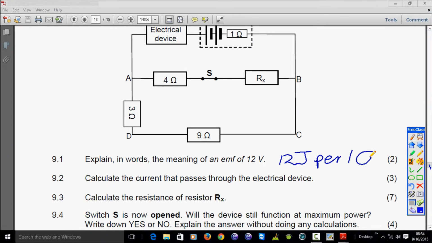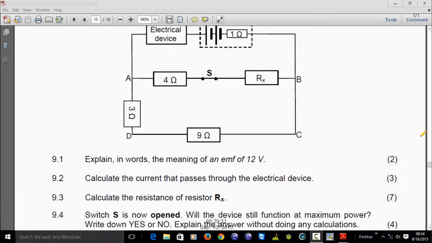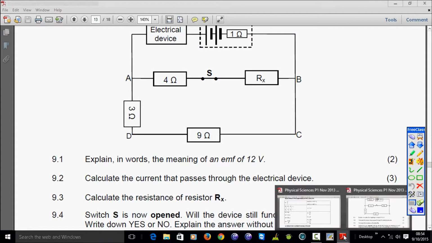Calculate the current. And this is now important for you to know your symbols, the current that passes through the electric device. So we're going to work with our electric device only. And we already have the power of our device, 5 watt. We have the resistance of our device, 5 ohm, and we are looking for the current. So let us take a look at our information sheet.